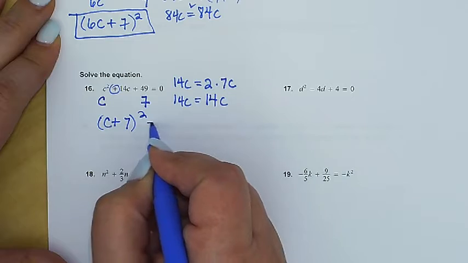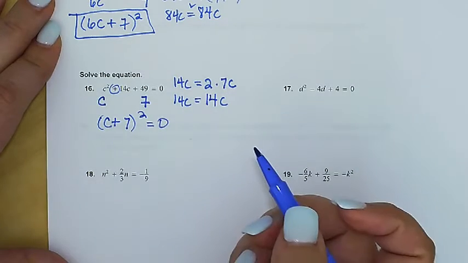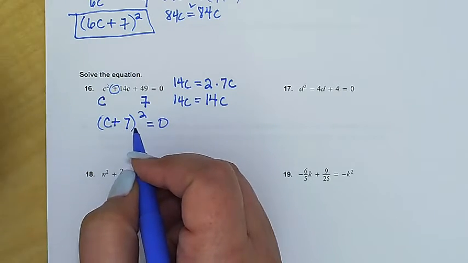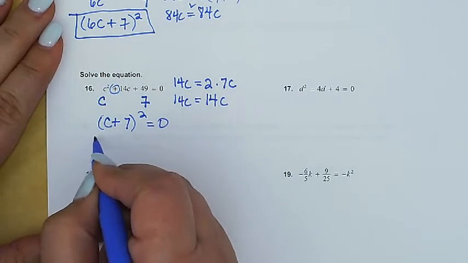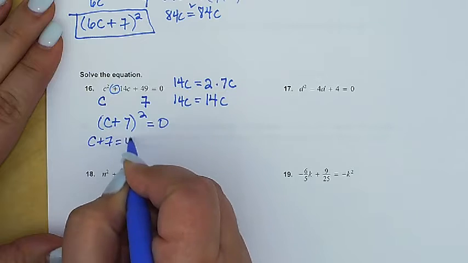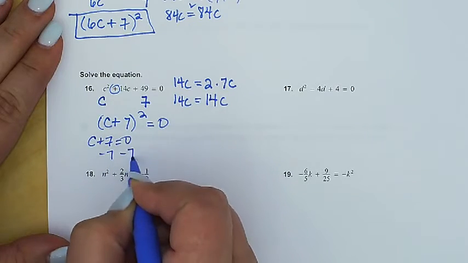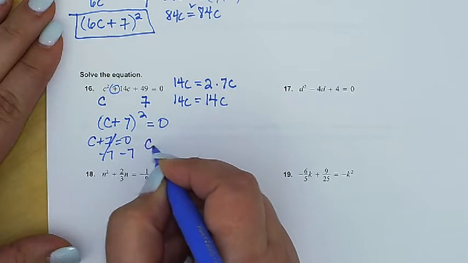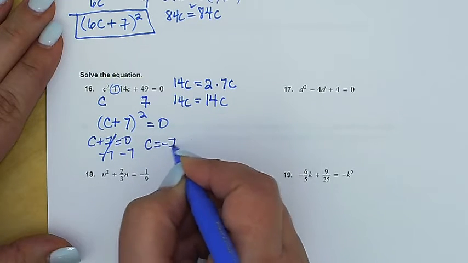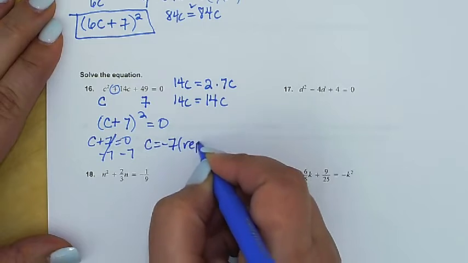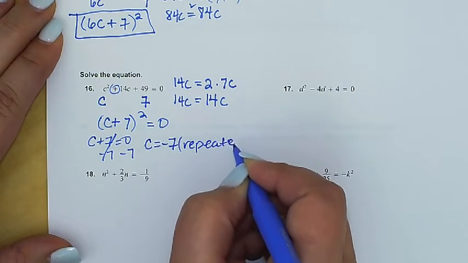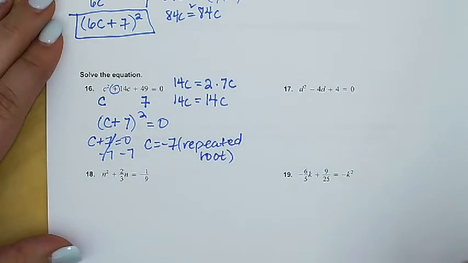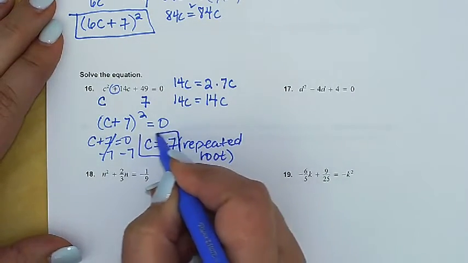And we know we have 2 identical factors. So the answer is going to be one of those repeated roots. Since it's this times itself, we don't necessarily have to solve it twice because it'll be exactly the same thing again. We just have to set it equal to 0, solve it once, and acknowledge that that is a repeated root. Okay, so 0 minus 7 is just negative 7. So c would be negative 7, and that would be a repeated root. That would be our answer right there.